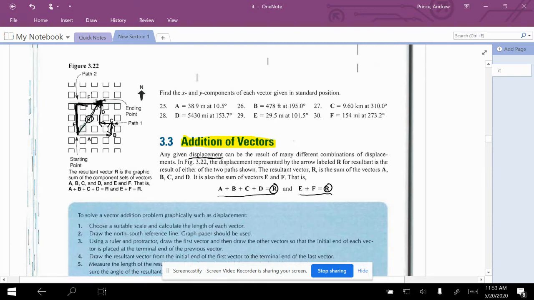So r is really just the point-to-point bird's eye view. If you were to fly as the bird flies directly to your end destination, that would be the resulting vector, no matter which method you use to get there.